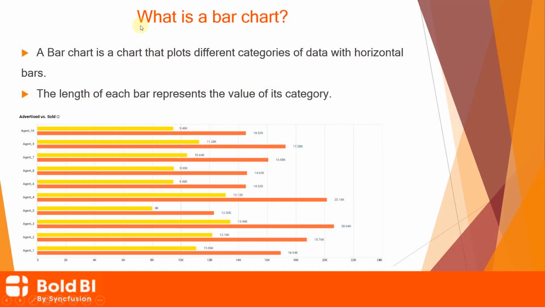A bar chart is a chart that plots different categories of data with horizontal bars. The length of each bar represents the value of its category. These charts are used to showcase the distribution of data points over different categories and compare the category values.